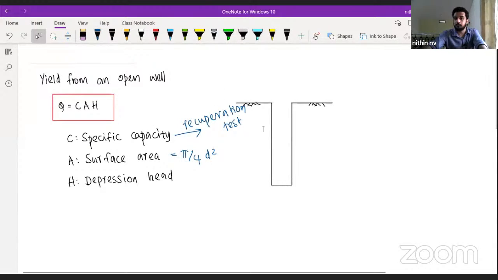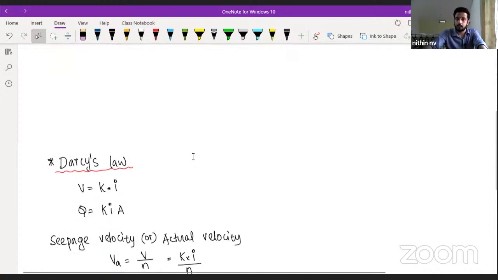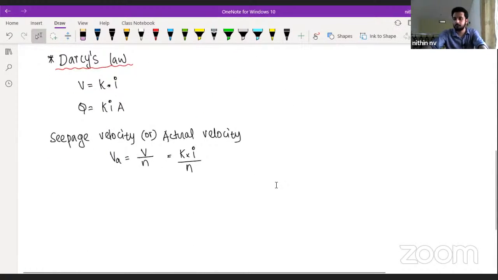One thing you can remember, the recuperation test is used to calculate the specific capacity. Not that much important, but Darcy's law you should remember. This is important, but you might have already studied this in geotechnical engineering. Seepage velocity is nothing but the Darcy velocity, K into I, divided by the porosity value.